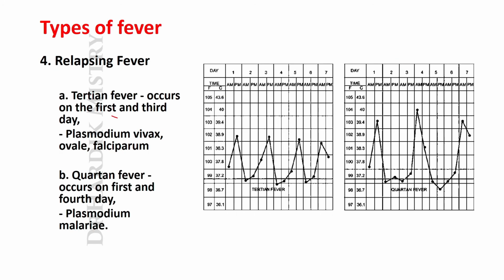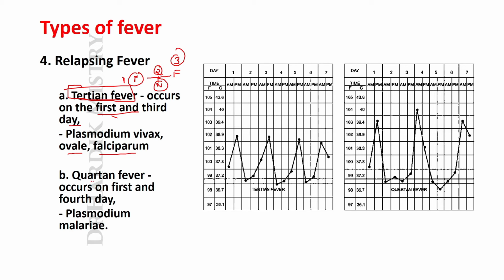So the first one, tertian fever, occurs on the first and third day. That means, for example, the fever happened today, that is day number 1, and the fever happened on the third day, day number 3. On the second day, the body temperature remains at a normal level. This type of fever is known as tertian fever. It is seen with Plasmodium vivax, Plasmodium ovale and Plasmodium falciparum.